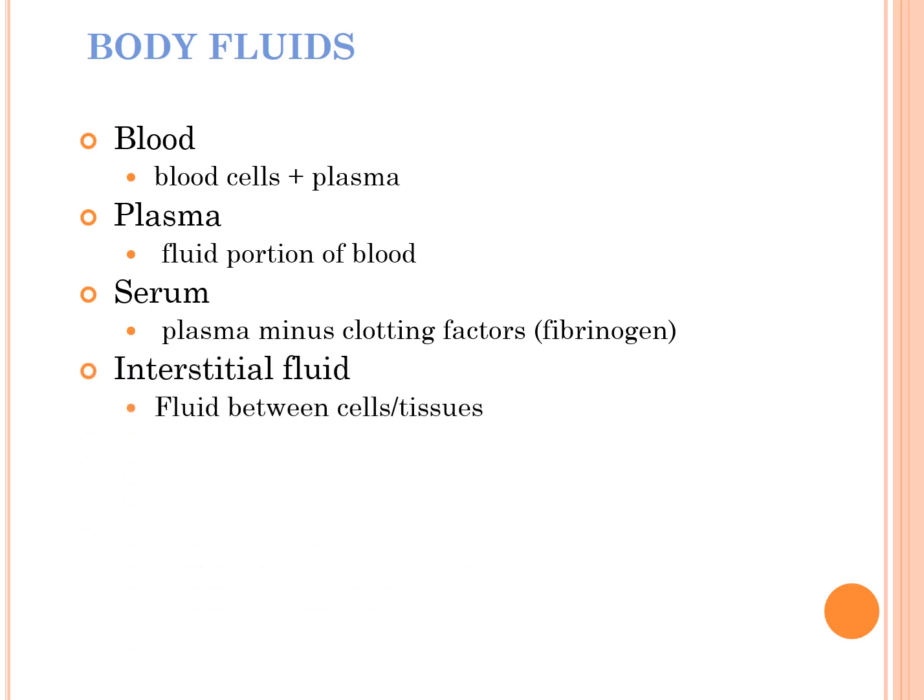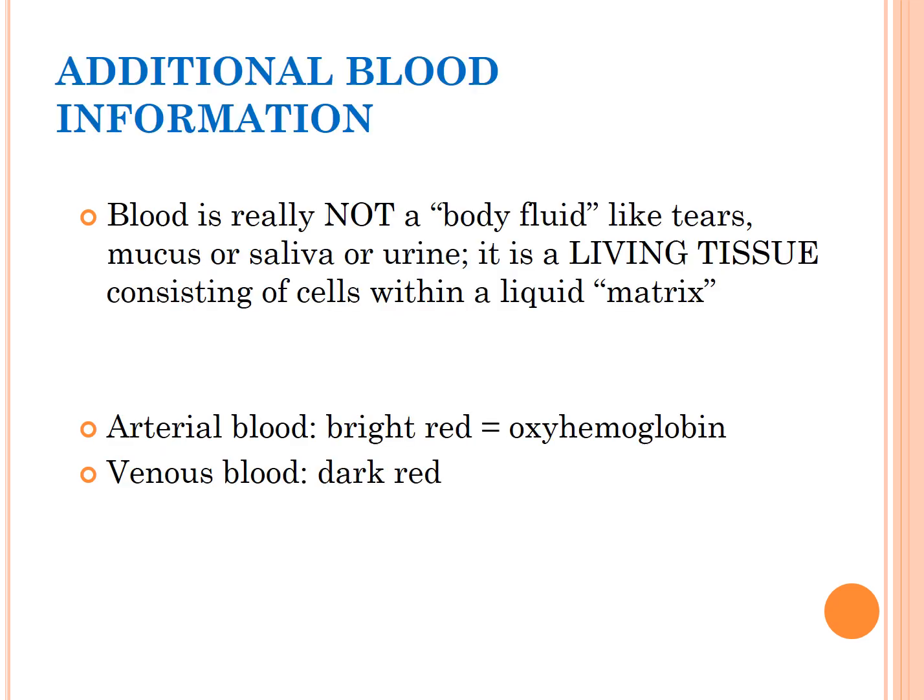And interstitial fluid. This is a fluid that's found between cells and tissues. Lymph is fluid found in lymphatic vessels. Blood is not really a body fluid like tears, mucus, saliva, or urine. It's a living tissue. It consists of living cells within a liquid matrix.